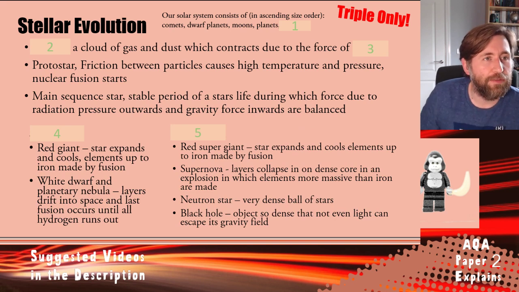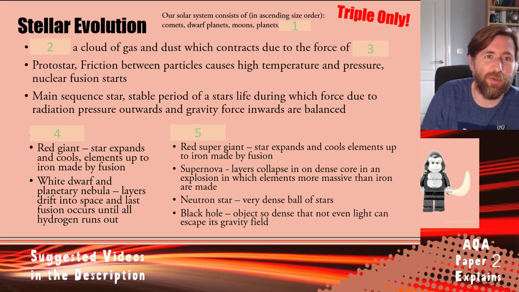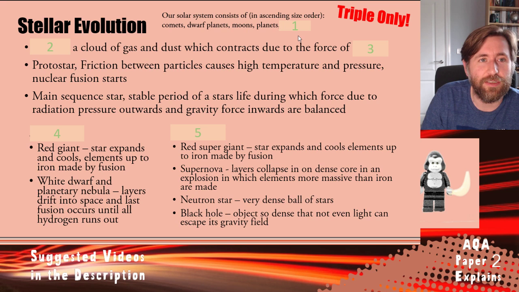Last couple of slides now, three more to go. Stellar evolution, which is the life cycle of stars. Oh, just to say really quickly, you need to know about some objects in our solar system, from smallest to largest: comets, dwarf planets, moons, planets, and the sun.